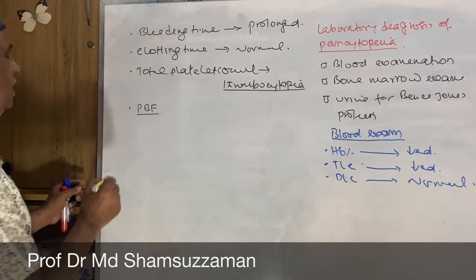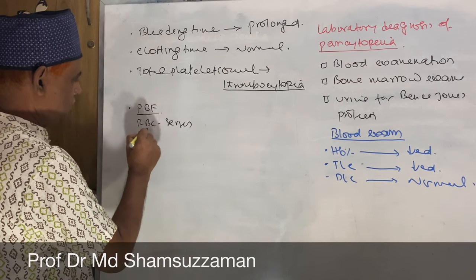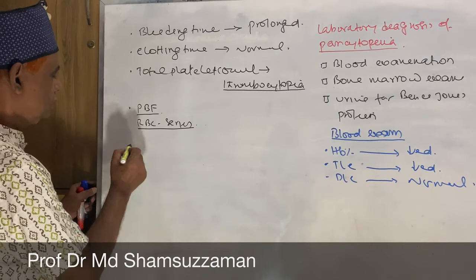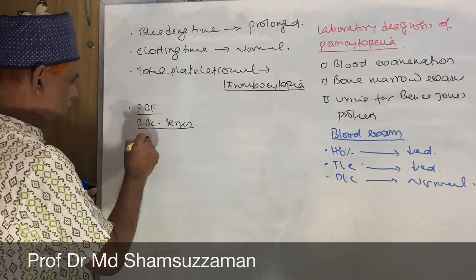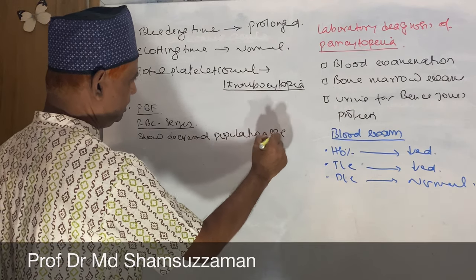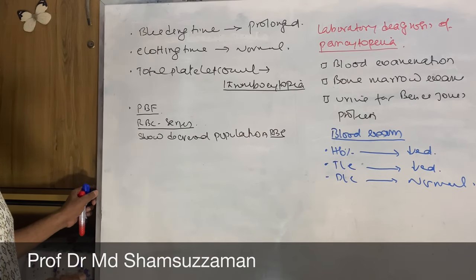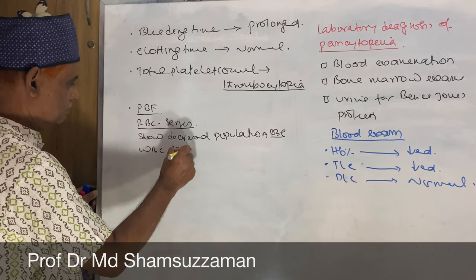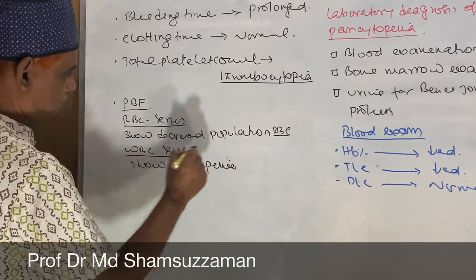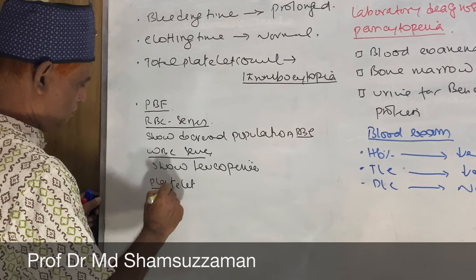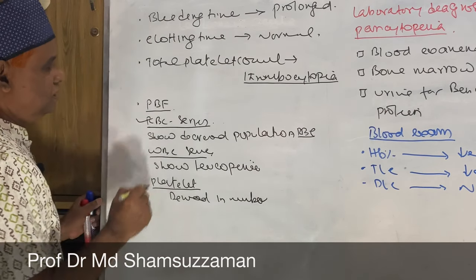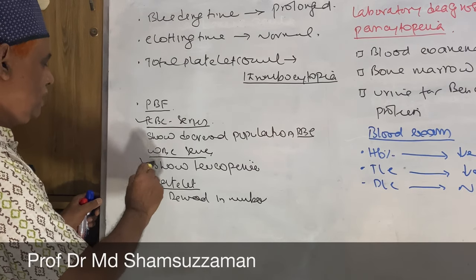What will be the peripheral blood findings? RBC series: as in pancytopenia RBC, WBC and platelets are all decreased, so RBC series cells show a decreased population of RBC in the blood film. Then WBC series shows leukopenia, and platelets are decreased in number in the peripheral blood film. So RBC decreased population in peripheral blood film, WBC leukopenia, platelets decreased in number.